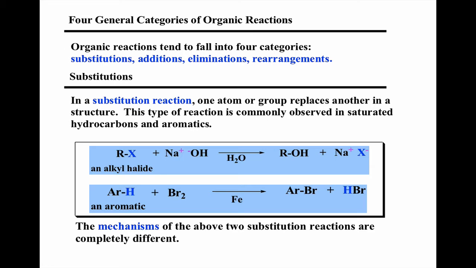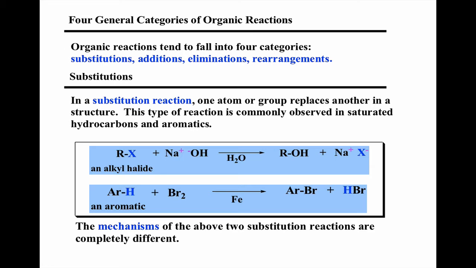I can take an aromatic compound, let's just suppose this is benzene, and I can react it with bromine in the presence of iron, and I can get an aryl bromide, or an aromatic halide, if you will. That is a functional group transformation. What is being substituted? We're replacing the hydrogen with a bromine, substituting one for the other.